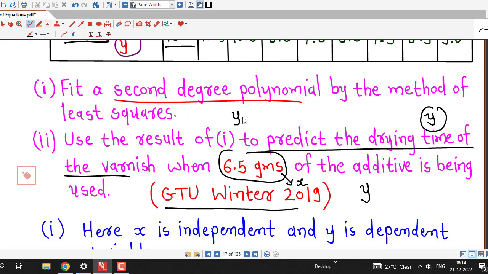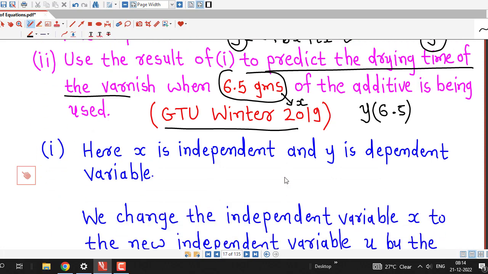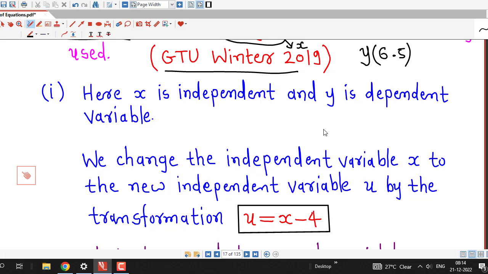So after finding the appropriate parabola in the first part, we have to find the amount of drying time. We have to predict the drying time when the amount of additive is 6.5 grams. In short, we have to find the value of y corresponding to x equal to 6.5 grams. So I have written here that x is independent and y is dependent variable in the given data.